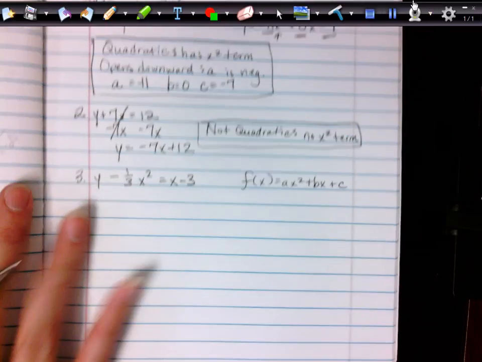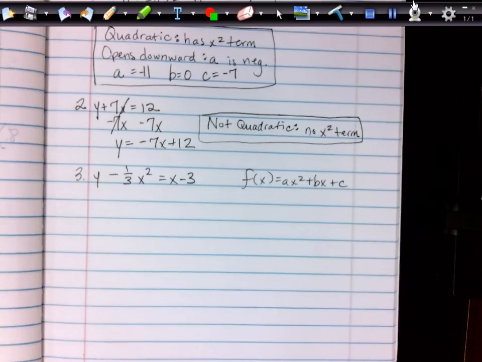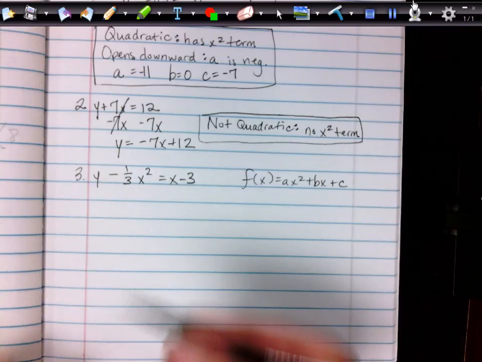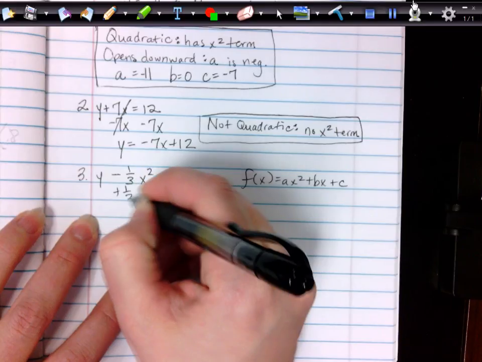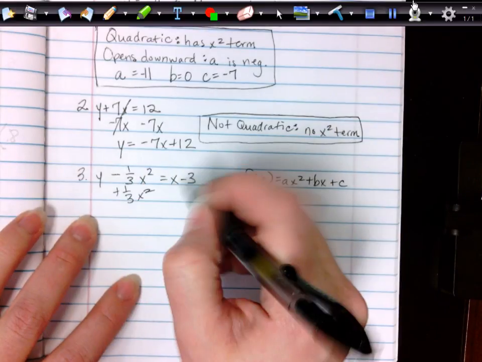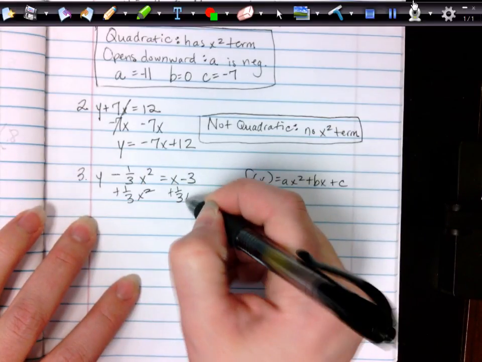All right, go ahead and get down number 3. It's y minus 1/3 x squared equals x minus 3. Again, just like I have in the last two, the first thing I have to do is get y by itself. So I'm going to add my 1/3 x squared. I'm not going to freak out because there's a fraction. It doesn't change what we're doing here at all.